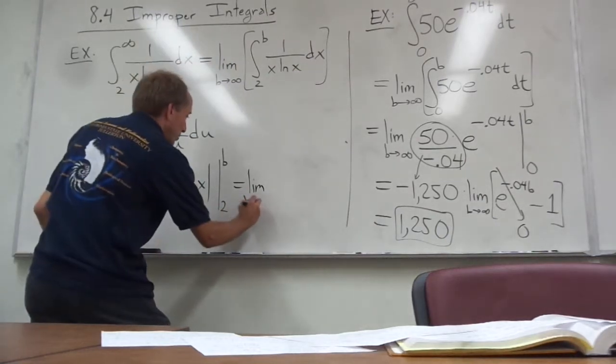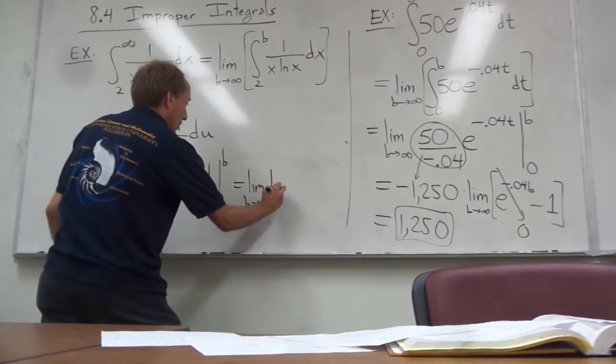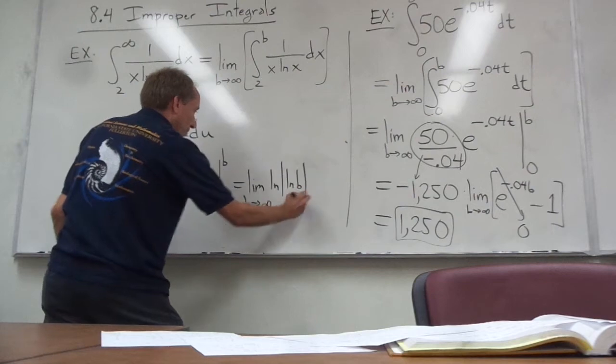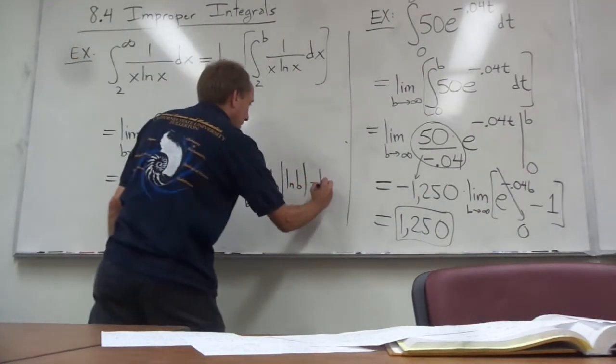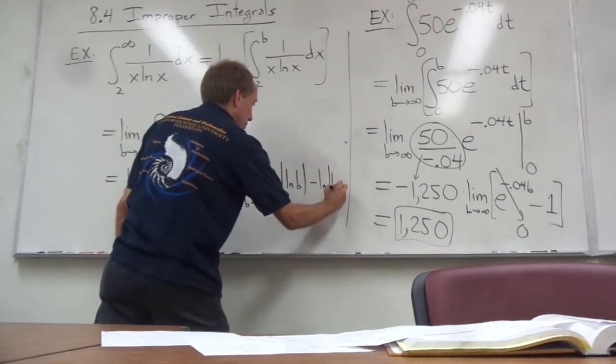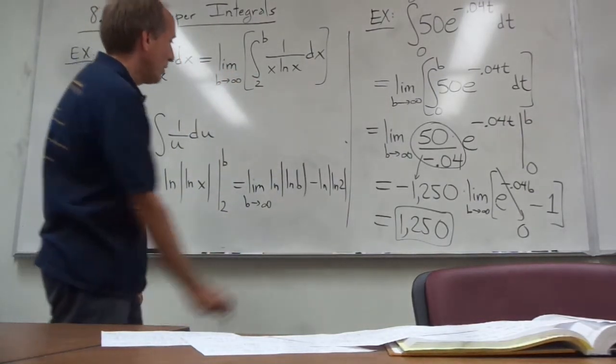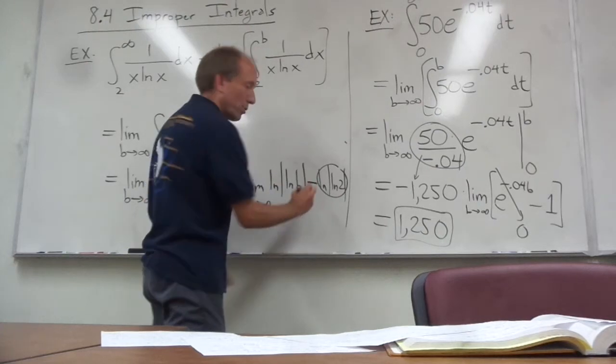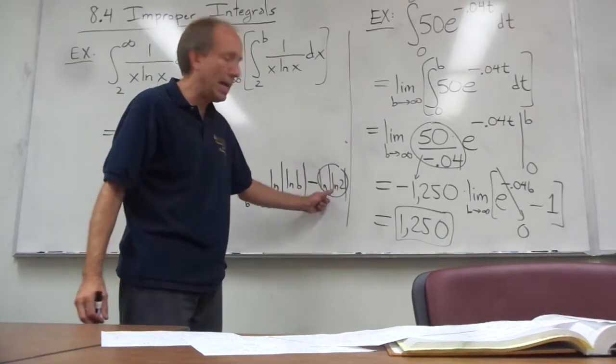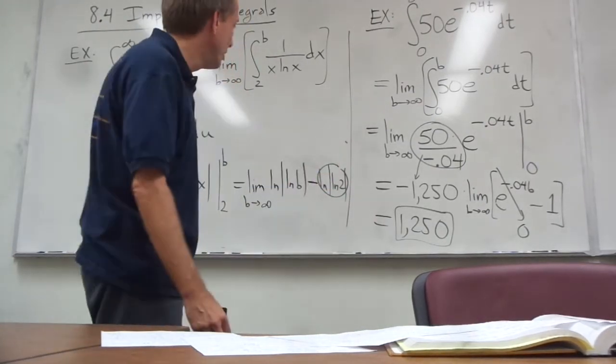This is the limit as b goes to infinity of the ln of the absolute value of the ln of b minus the ln of the absolute value of the ln of 2. Well, this is just some number right here. I don't know what it equals. You could get a calculator and take the ln of the ln of 2.